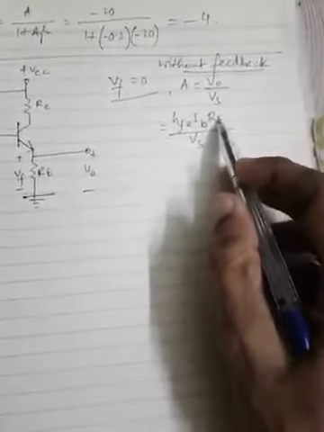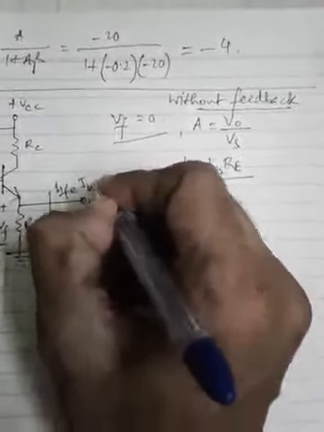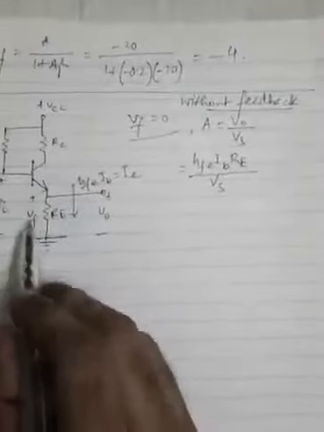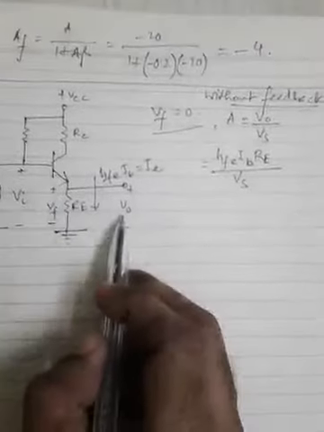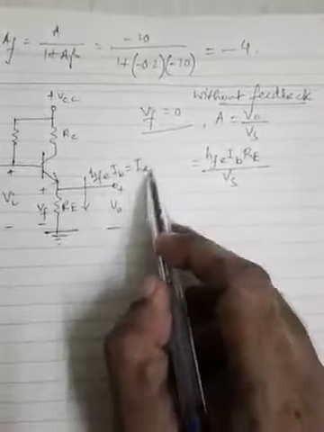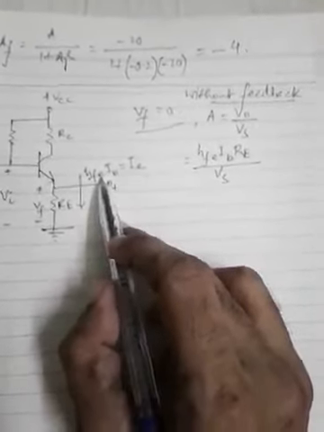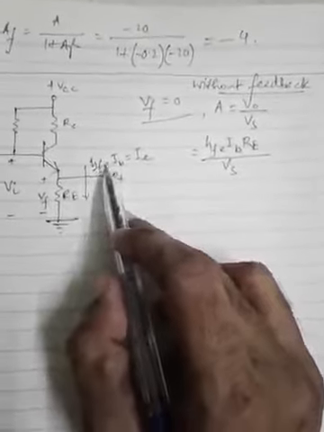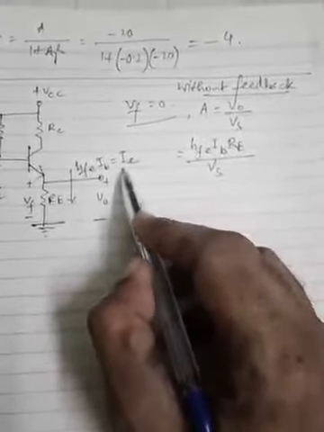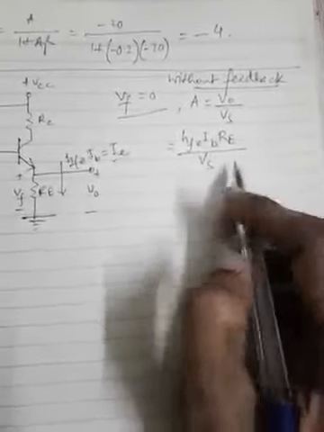Across this RE, what is the current? Current flowing through this is HFE IB, which is IE actually. So the IE which is flowing across this RE, resulting the drop VO across this resistance RE. IE is the emitter current in this case, which is HFE times IB. HFE is the forward transfer current gain, or rather we can say forward current gain in this case. So we can substitute in place of IE HFE IB, and HFE IB into RE, that is VO divided by Vs.